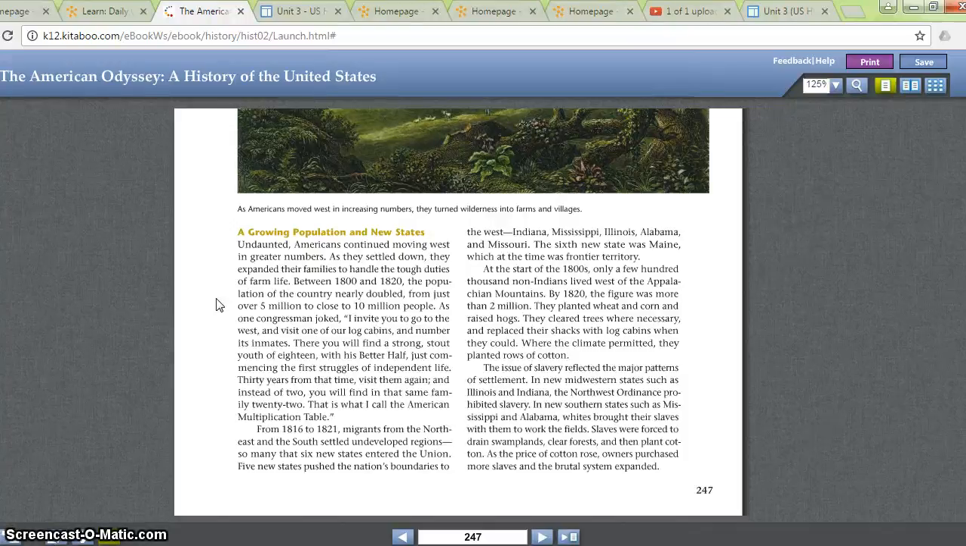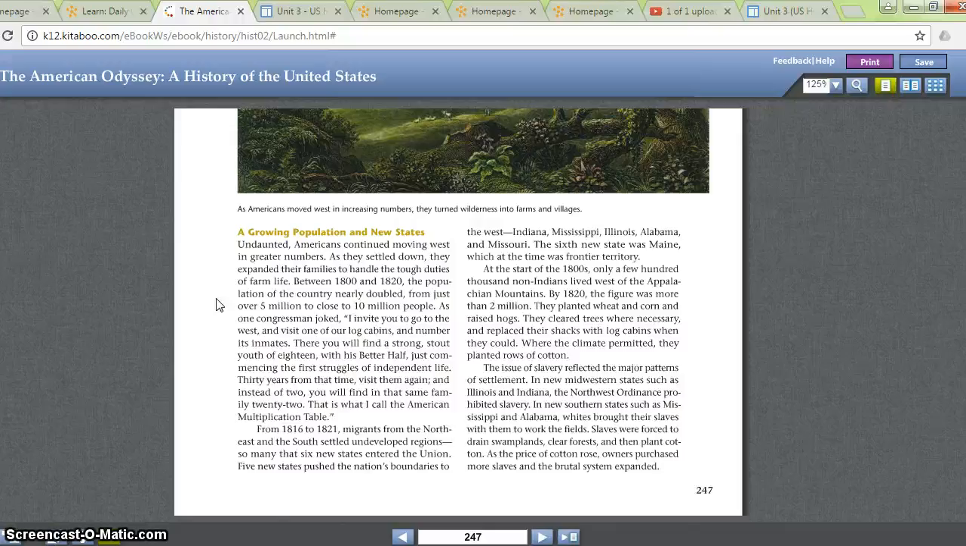As one congressman joked, "I invite you to go to the West and visit one of our log cabins and number its inmates. There you will find a strong, stout youth of 18 with his better half, just commencing the first struggles of independent life. 30 years from that time, visit them again, and instead of 2, you will find in the same family 22. That is what I call the American multiplication table."